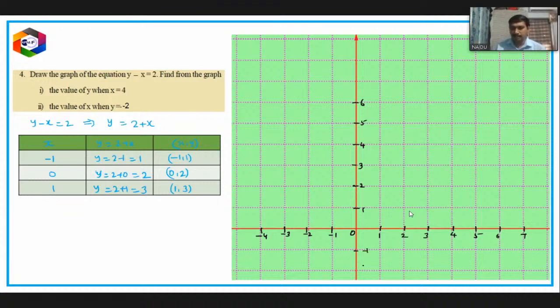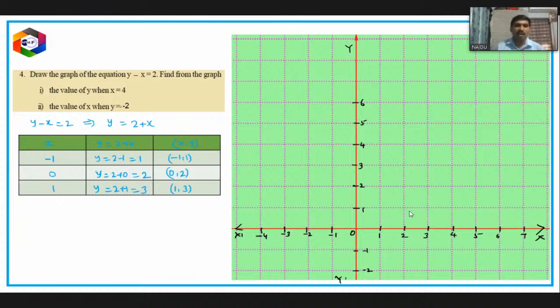So this is the positive x-axis and this is the negative x-axis, and this is the positive y-axis and this is the negative y-axis. And here in the top corner, please write the scale. Here I am not mentioning it, but you have to write it particularly. So what is the scale? Let us discuss. On the x-axis 1 centimeter is 1 unit. On the y-axis 1 centimeter is 1 unit.